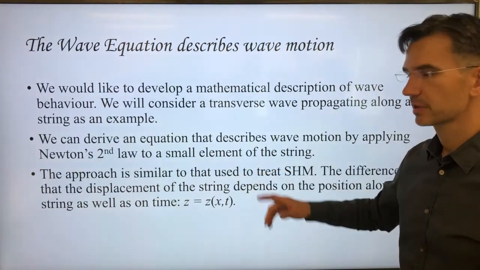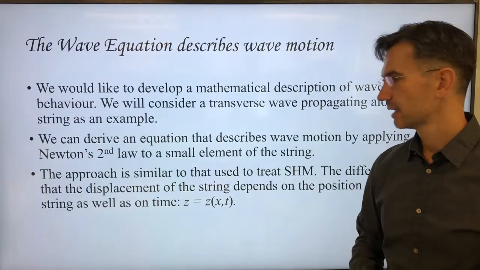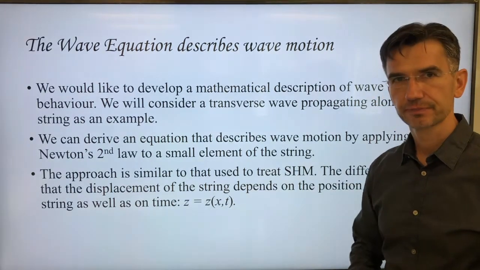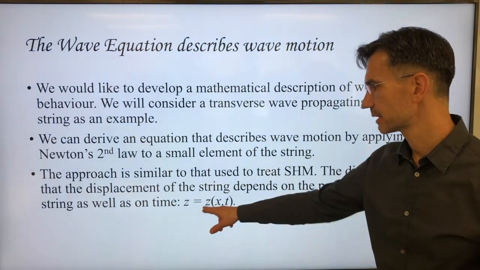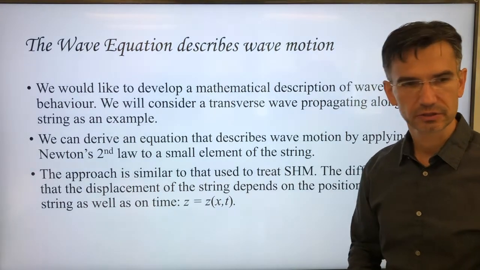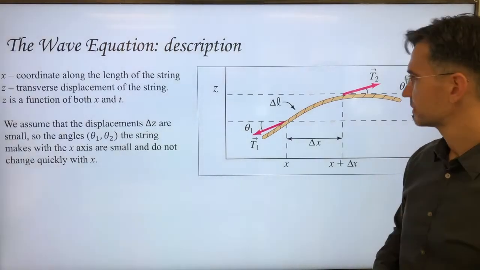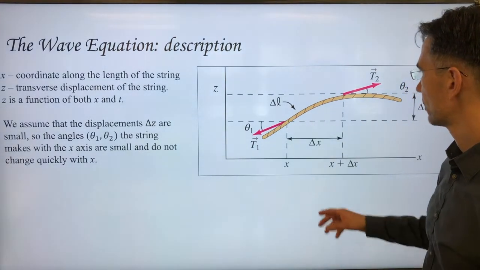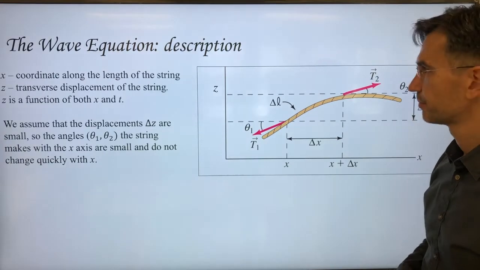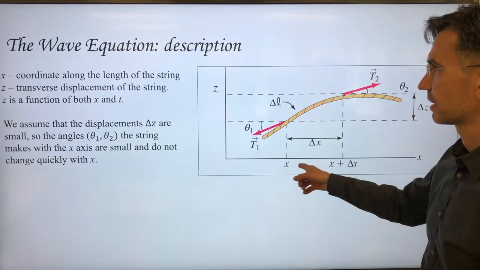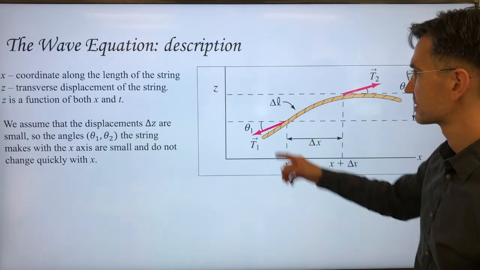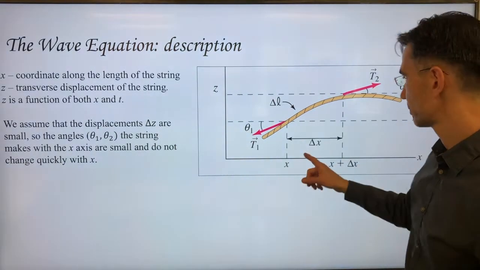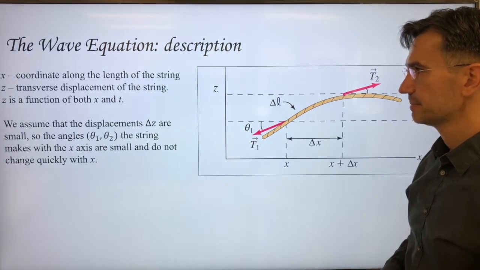But the approach is similar to what we did for simple harmonic motion, except that now we have displacement not only in time, but also in space. The vertical displacement is also dependent on space, not just on time. So if we take a look at our element of a string or a rope, where we have a pulse coming through, and here x is our coordinate along the string or the rope, and z is our transverse displacement. We saw that z is a function of both x and time.